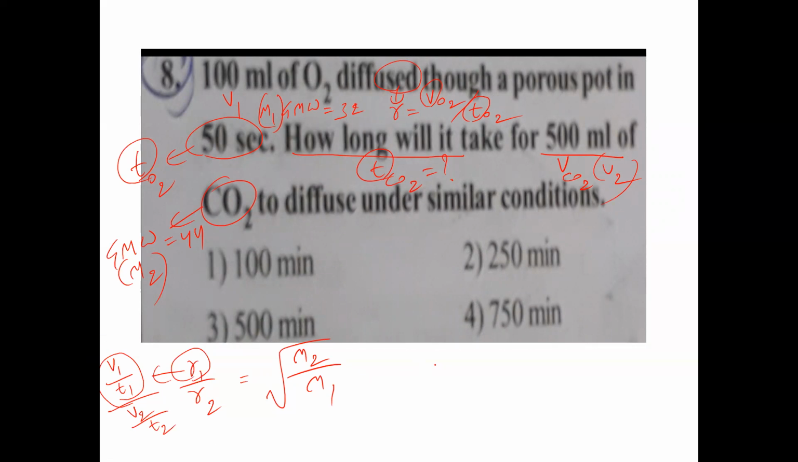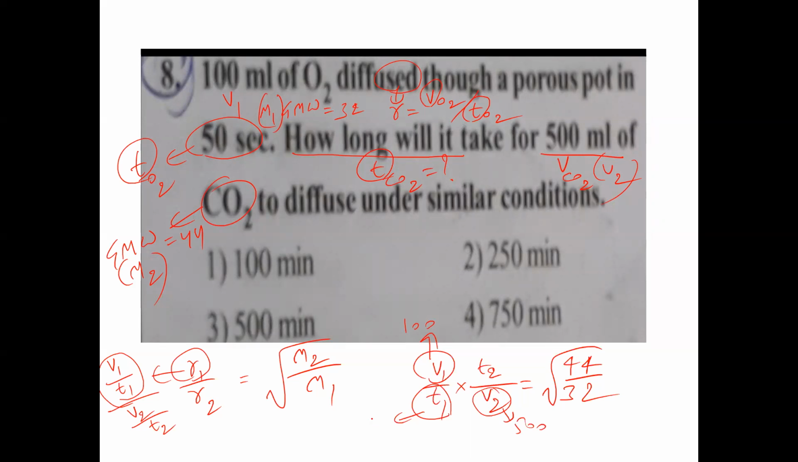So what we have taken now here? V1 by T1 into T2 by V2 is equal to under root 44 for CO2 by 32 for oxygen. So here V1 is how much? V1 is 100 ml and V2 500 ml. And T1 for oxygen, how much given? T1 for oxygen time taken is 50 seconds. And T2 of CO2 we have to calculate. Okay, take screenshot and calculate T2 value for this. This is one of the problems.